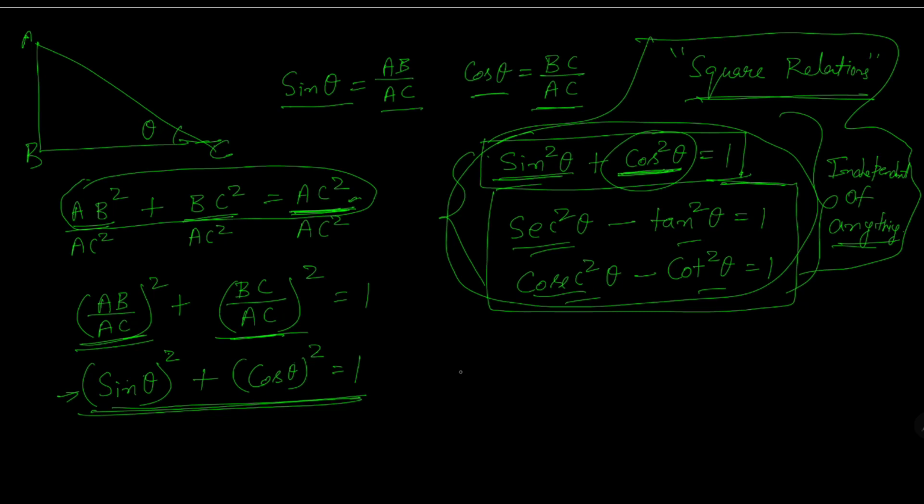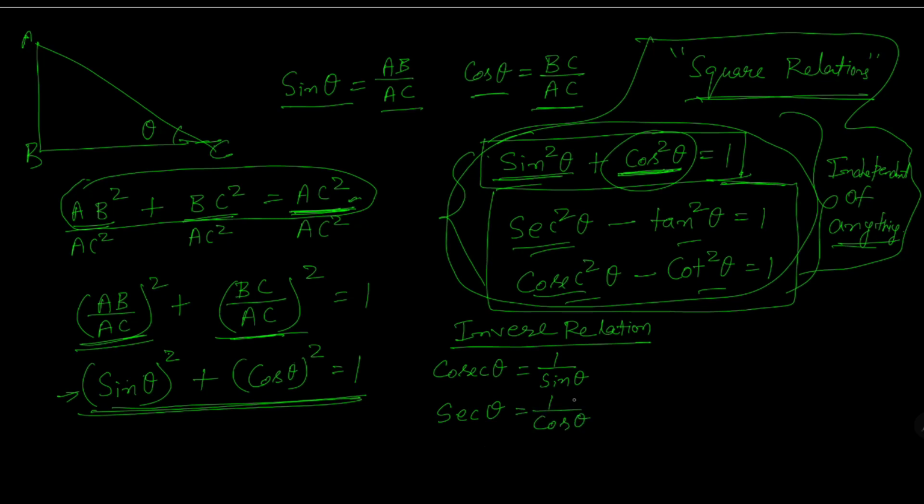Now the second type of relation that we said earlier was the inverse relation, but that you already know. I just write them. Inverse relation means one of them is inverse of the other, and there are three such pairs. For example, cosec theta is 1 upon sine theta for any value of angle. Sec theta is 1 upon cos theta, right? Cot theta is equal to 1 upon tan theta. This is inverse relation. This you already know.